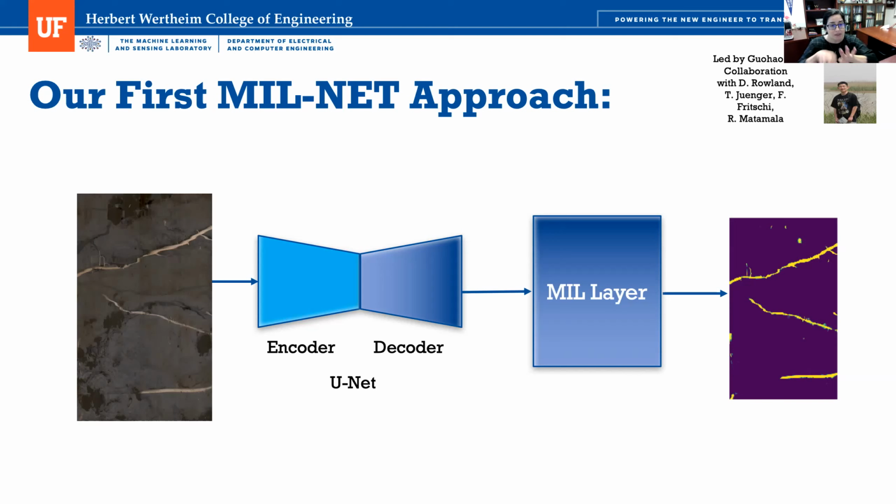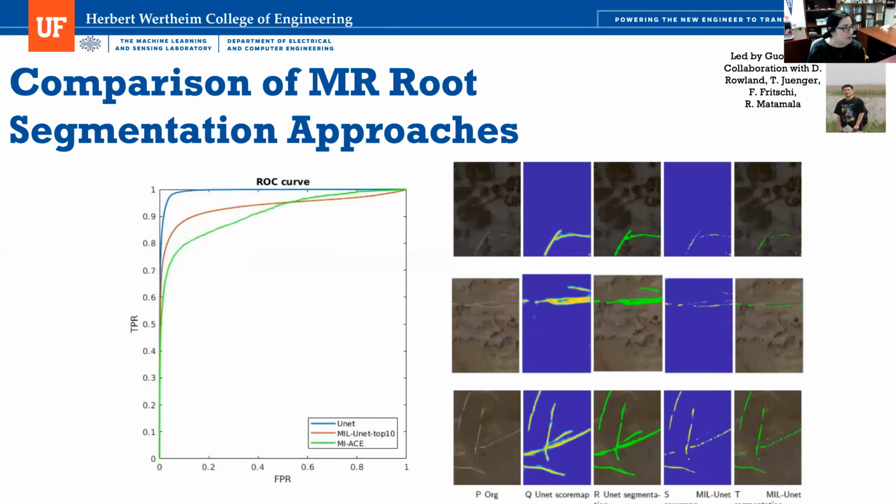And that should help us train the network to separate out positive bags having at least one root pixel and negative bags having no root pixels at all. Okay, so this was our first approach. And it was so-so, okay? I'm not talking about MILs today. It's another multiple instance learning approach.